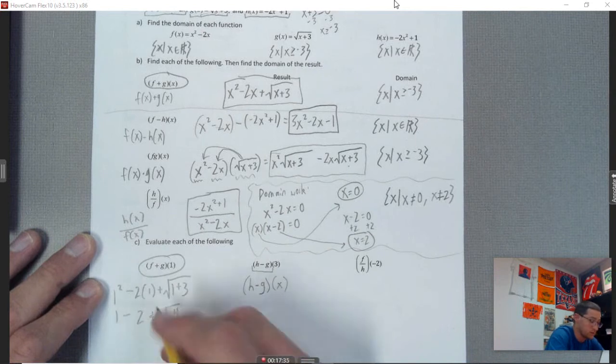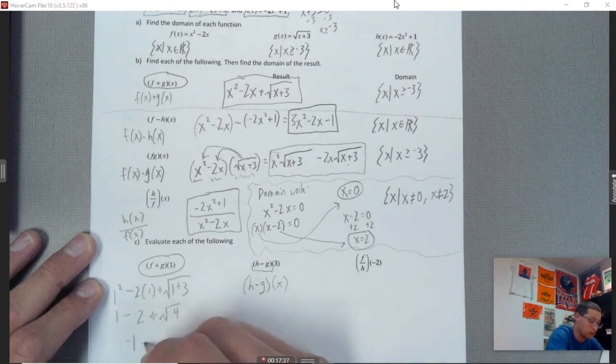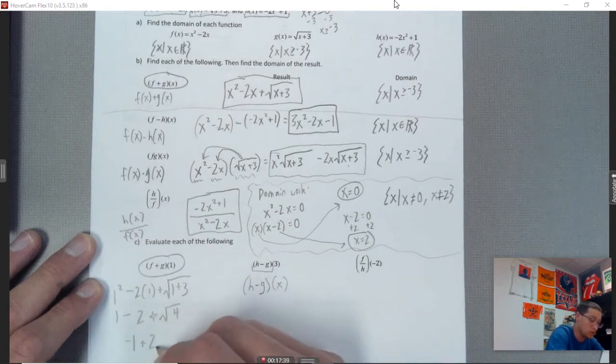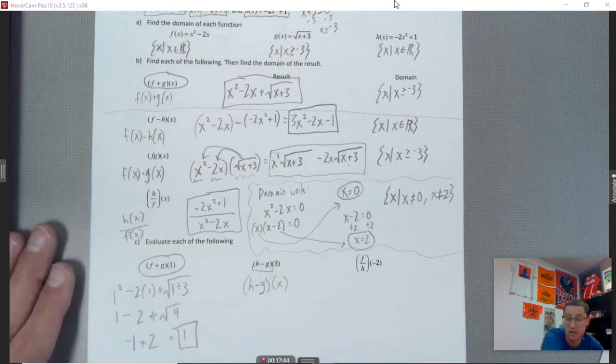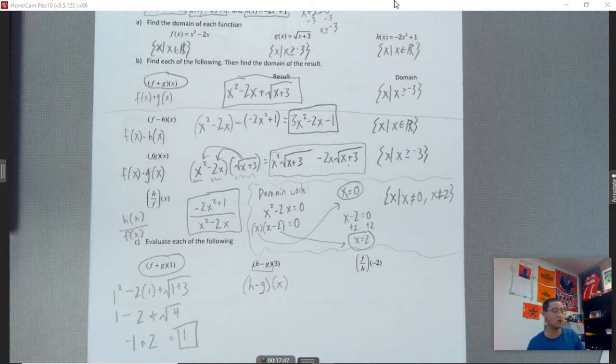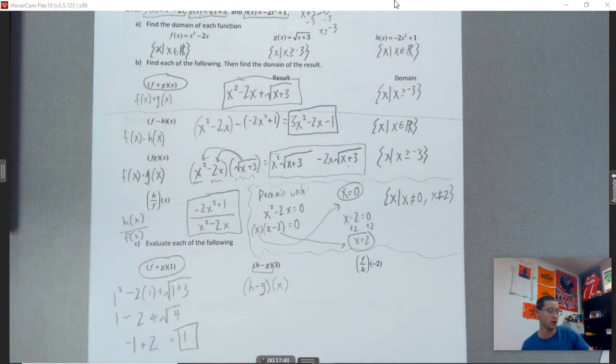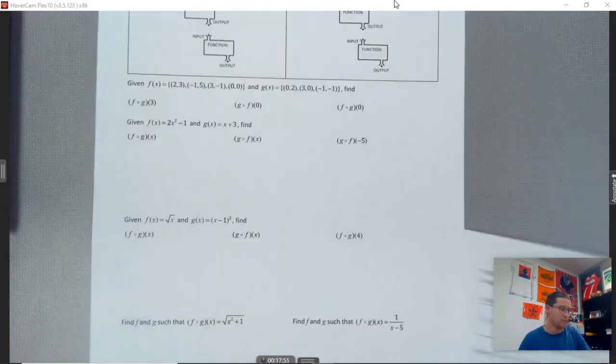We can do 1 minus 2, okay, negative 1, and then plus 2. So negative 1 plus 2 is going to give me positive 1. So that's evaluating an operation. All right? Okay, compositions. Let's go ahead and flip to the back.